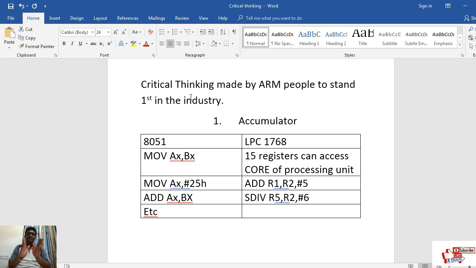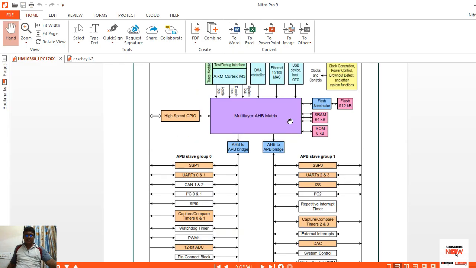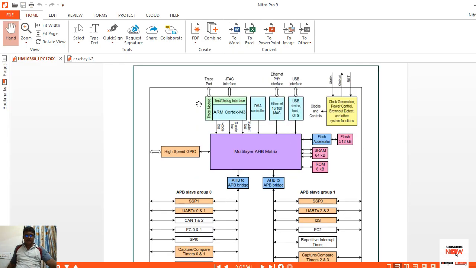The ARM people are going to design only an architecture, mainly the processing unit. The processing unit is going to consist of the core, ALU and some of the external peripherals and attachable protocols that get designed with it. The overall microcontroller they are not going to design. They are going to design only the core part. See here, this is my core part.